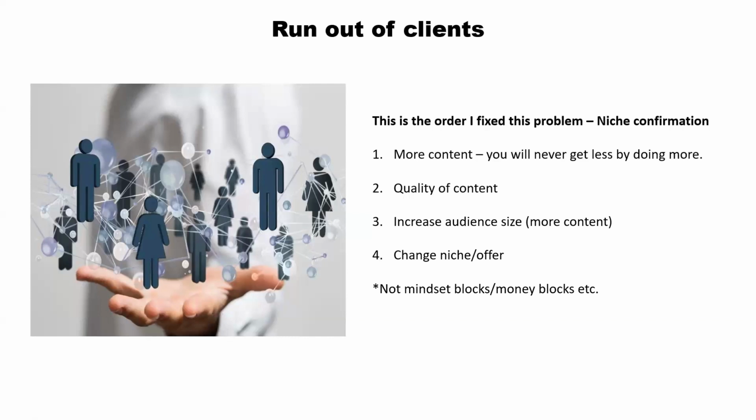So just to recap, guys: more content, then quality of content, increase your audience size, which is really just more content. Then lastly, change my niche and my offer. Don't worry about the mindset and money blocks. That's just what gurus are going to sell you to sell their programs, but they are achieving what they're doing, your enrollment and what they're doing, by following steps 1, 2, 3, and 4. That I guarantee, guys. So hopefully that helps. So again, that's for one-on-one or even your enrollments into your training program, NLP, hypnosis, whatever it is. Those 4 steps are applicable.